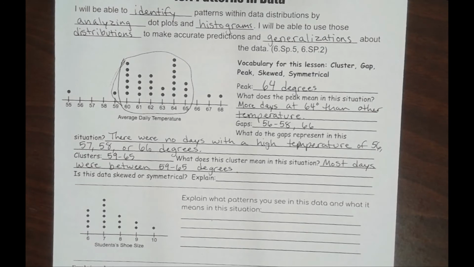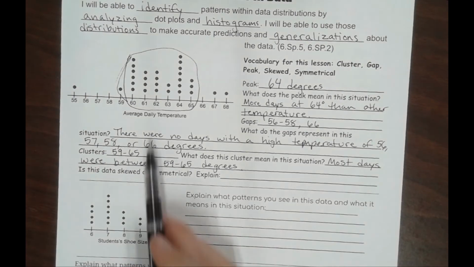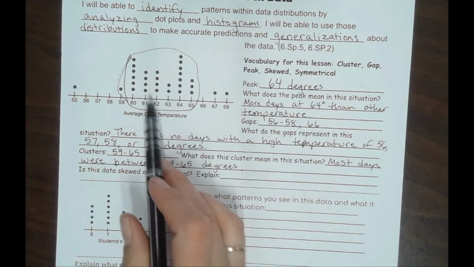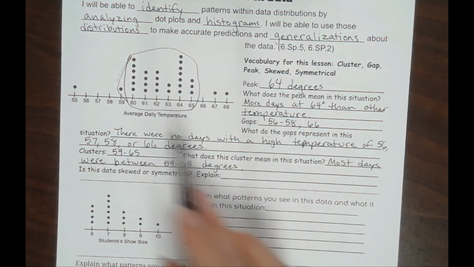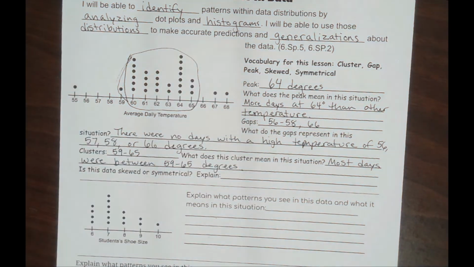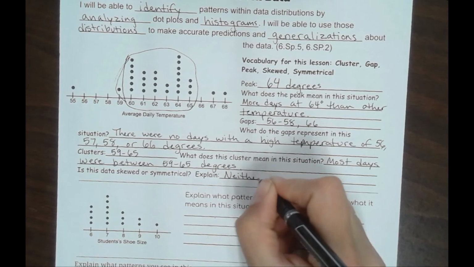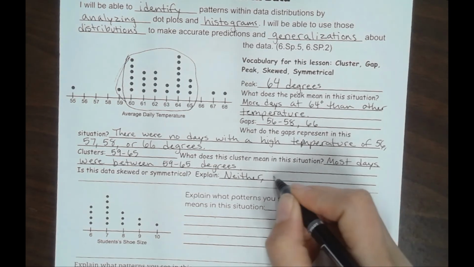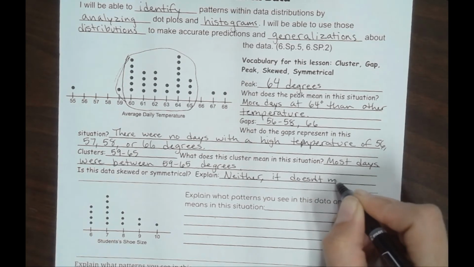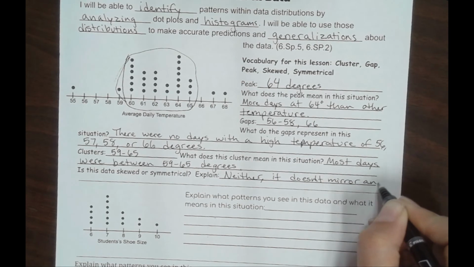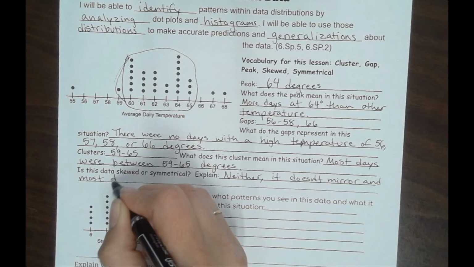Okay, is this data skewed or symmetrical? In this case, it's not really symmetrical. It doesn't really mirror. I do have a cluster here in the middle, but it's not all the way to the right or all the way to the left. So I'd say neither. It doesn't mirror, and most data are in the middle.